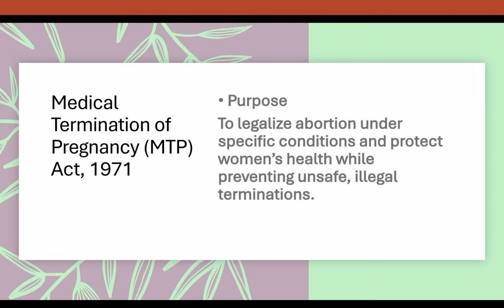So, what was the purpose of the MTP Act of 1971? The core aim was to legalize abortion under specific conditions to protect the woman's health. Before this act, many pregnancies were terminated illegally and unsafely, posing risk to the health of the woman. By legalizing abortions under defined circumstances, the act aimed to ensure safer medical procedures.